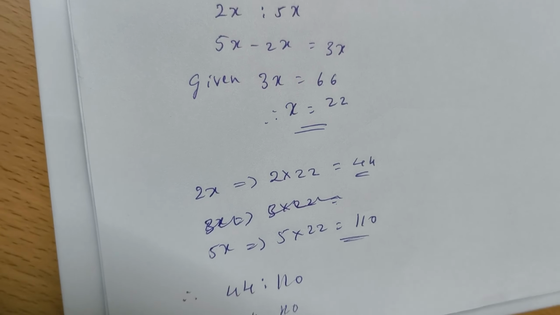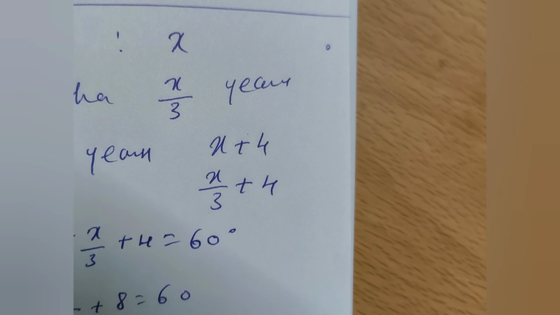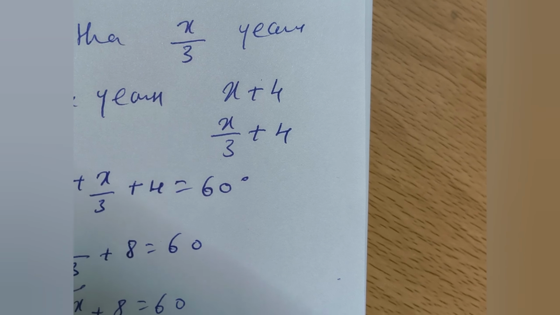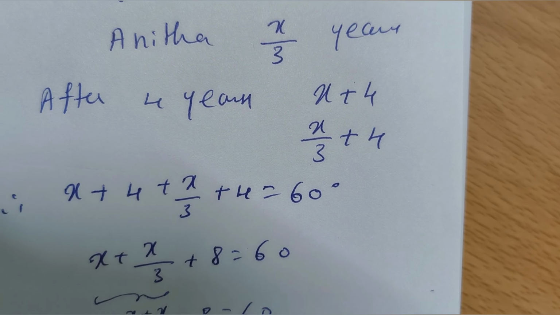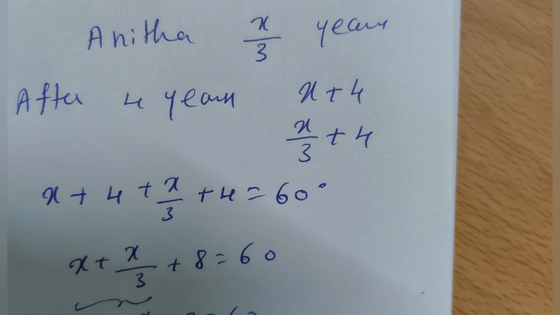Next question. The present age of Anita is 1/3 of her father's present age. After 4 years, the sum of their ages will be 60 years. The present age of Anita is? So consider the father's age as x years. So the present age of Anita is x by 3 years. After 4 years means x plus 4, and x by 3 plus 4.